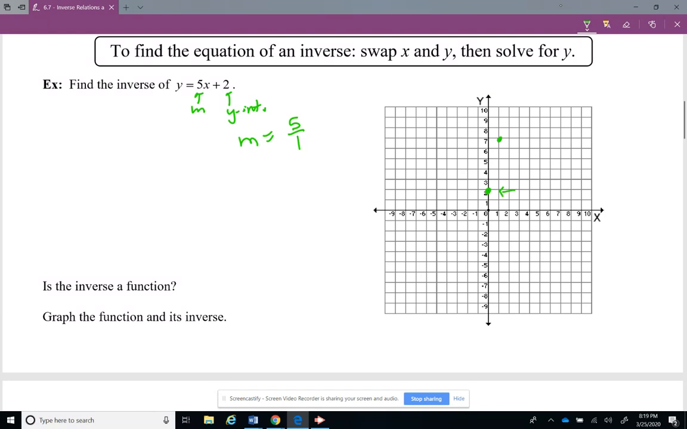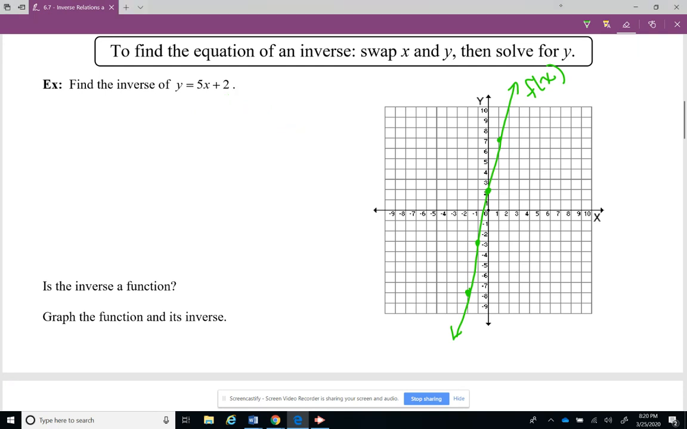And then I go back to where I started at 2, and I fall 5 and run 1 to the left. And then I do it again. The reason why I do it so many times is I can't use a ruler right here, but you can. You can use a ruler or a straight edge, but I can't. So we're going to draw and connect those dots. I'm going to call this f of x. I'm always going to call the function that I'm working with first f of x.